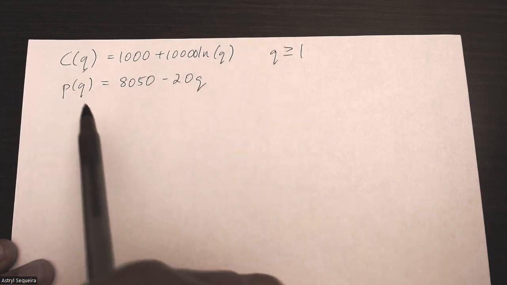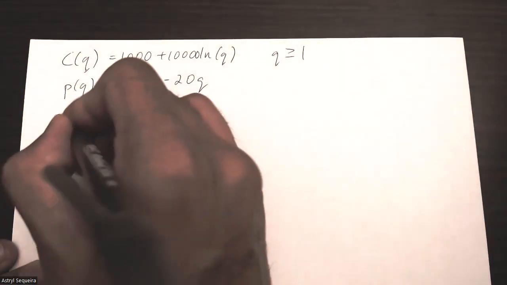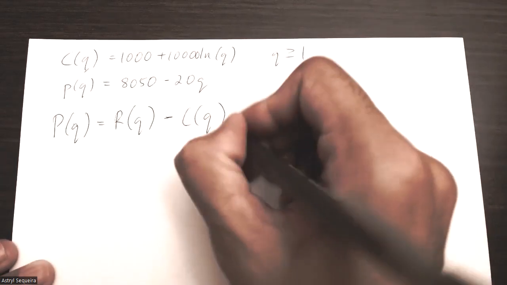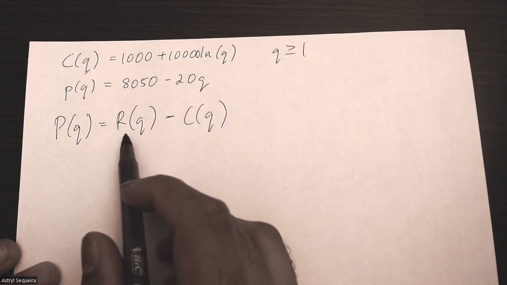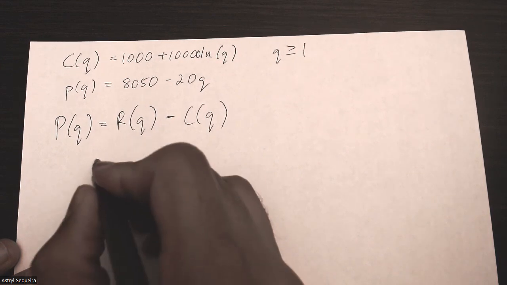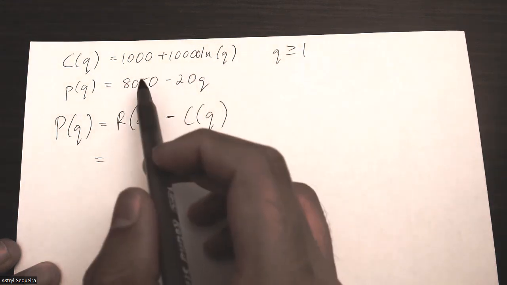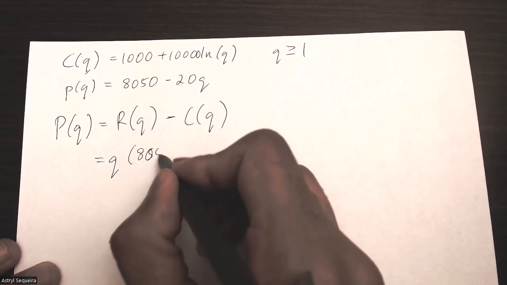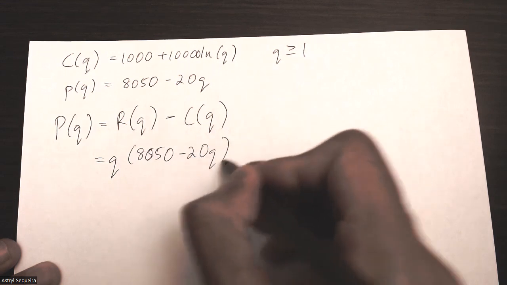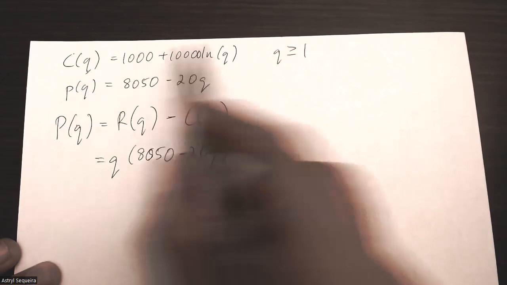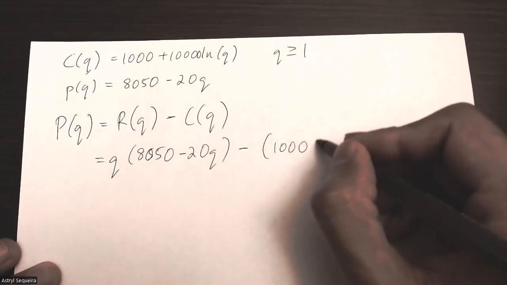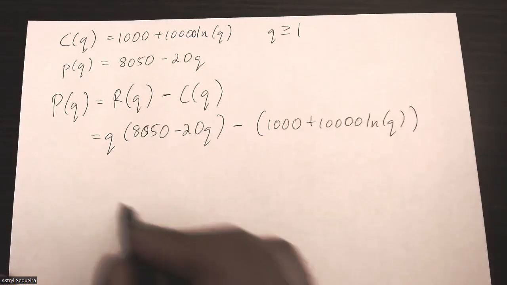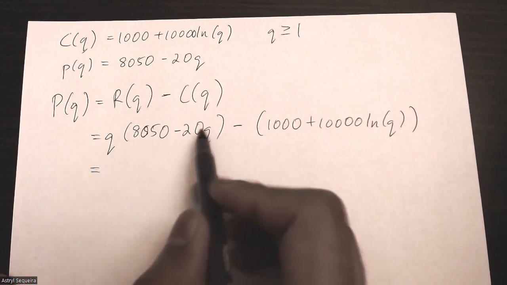So if I'm given cost and a demand function, I have to start with my profit function equals my revenue minus my cost. Now, revenue is just price times demand, or price times number of units. The demand function here is the price, and the number of units is just Q. So revenue is just Q times my demand function minus my cost function. And make sure to put the cost function in a bracket, because this negative is going to distribute throughout this. Then I want to multiply this Q into this bracket.